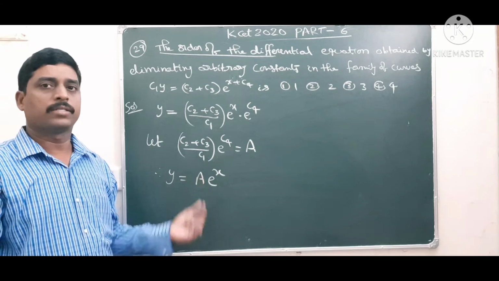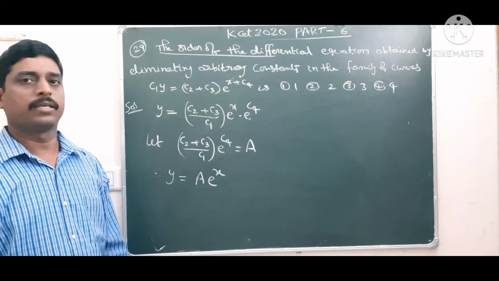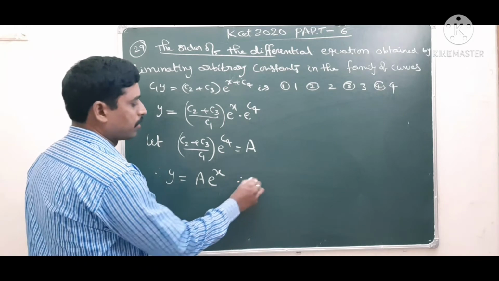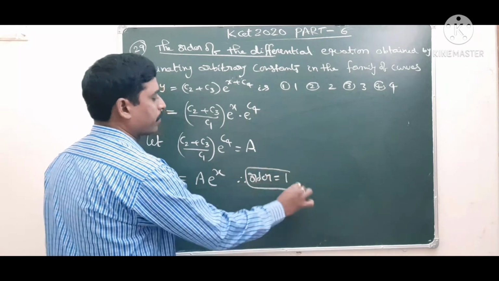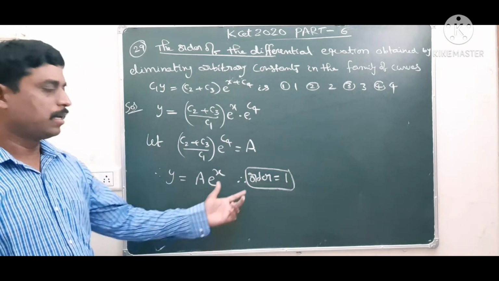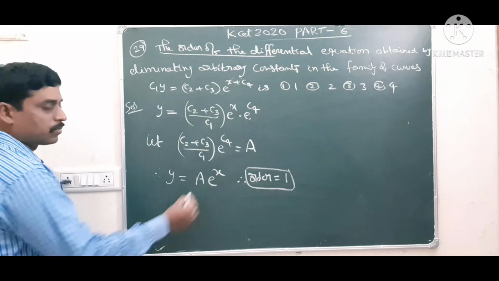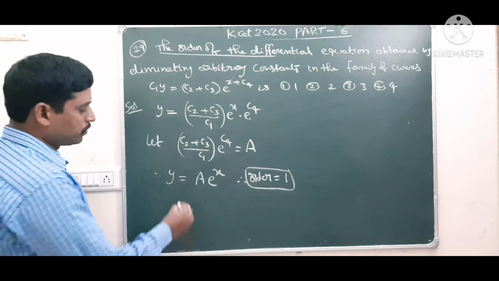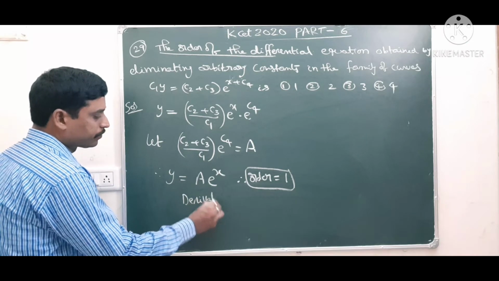In this, how many arbitrary constants are there? Only one arbitrary constant is there. So order is equal to 1. Therefore order is equal to 1. This is the direct process. According to the process, now I explain. In this, one arbitrary constant is there. So let us take the derivative on both sides, one time derivative.